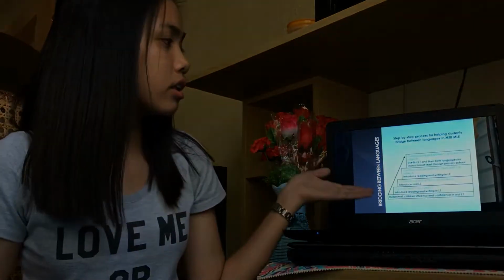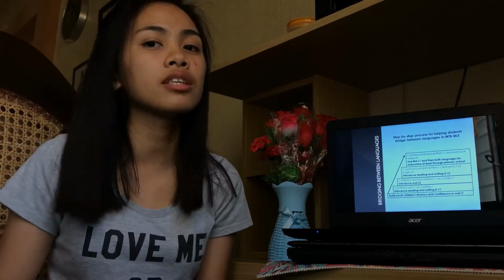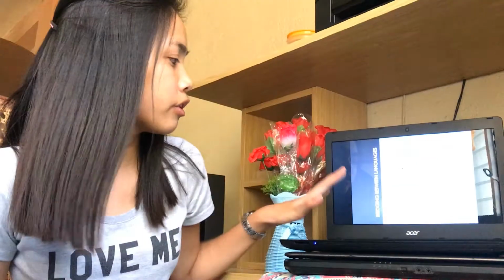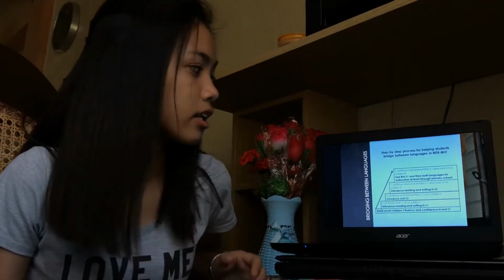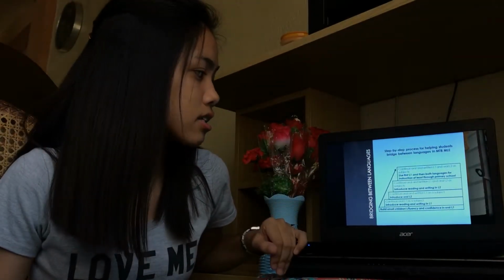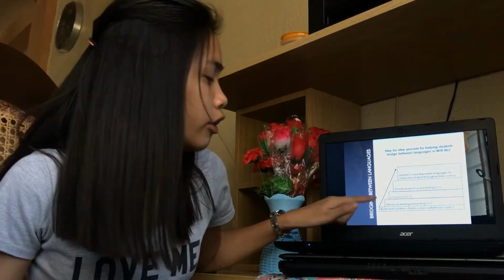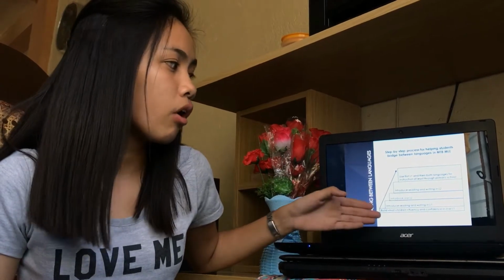Here is the step-by-step process for helping students bridge between languages in MTB-MLE. So the first step is build small children's fluency and confidence in oral L1. The next step is continue oral L1 as a subject wherein you will introduce reading and writing in L1. The third step is continue oral and written L1 as a subject wherein you will introduce oral L2.